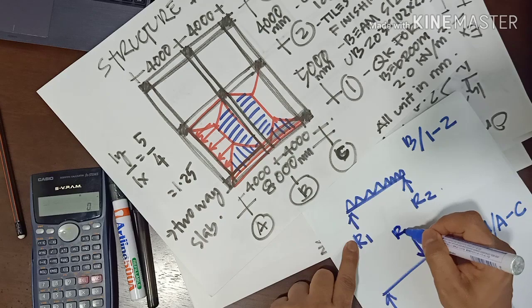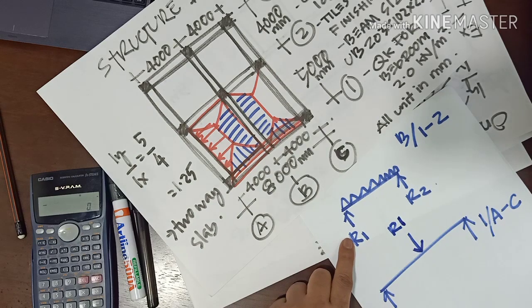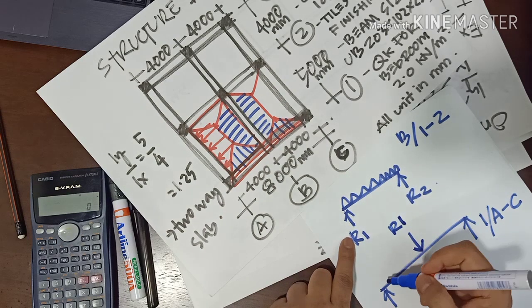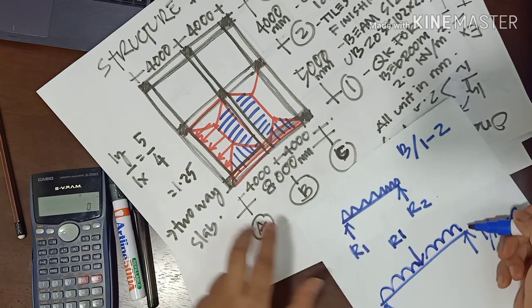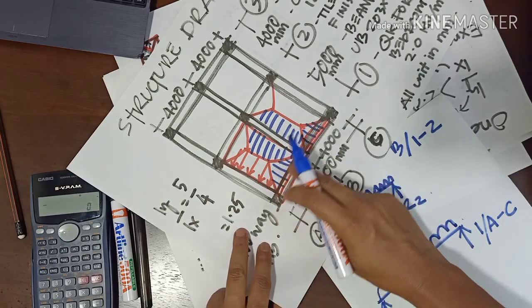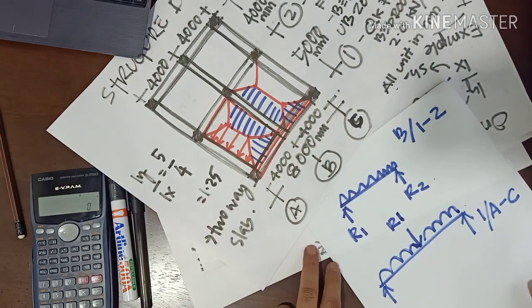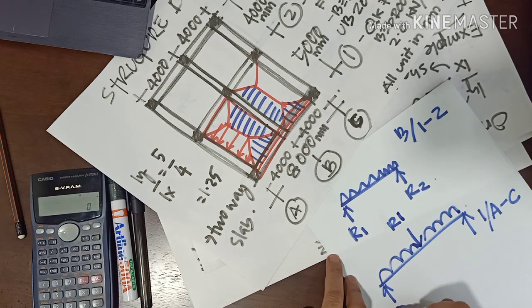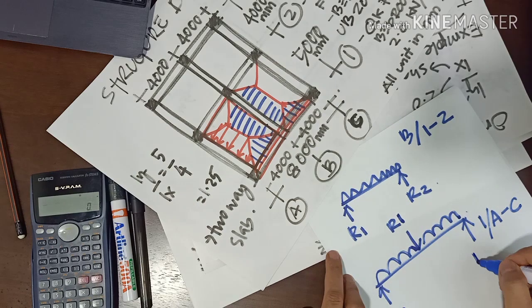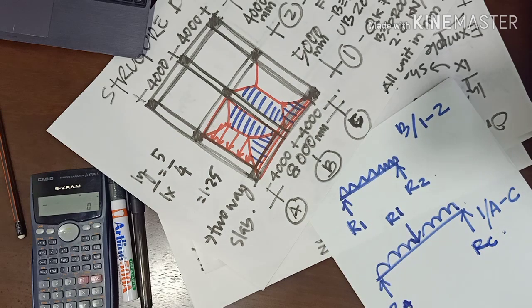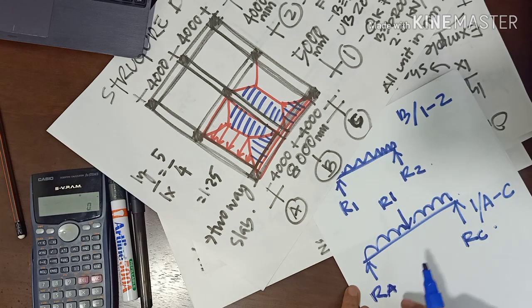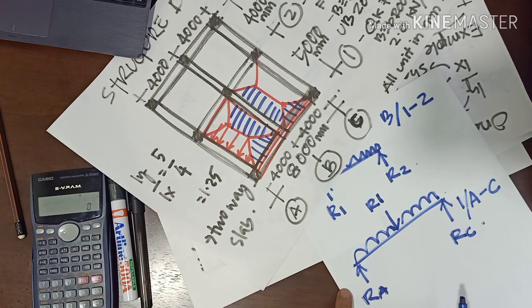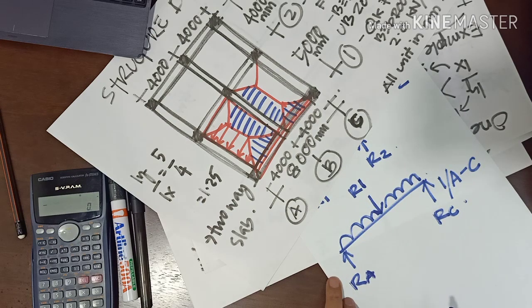So here we will have R1. Besides that, you may also have a uniformly distributed load coming from these two areas. Here you will have reaction RA and reaction RC. Then you have to calculate the reactions, the maximum shear force and the maximum bending moment.